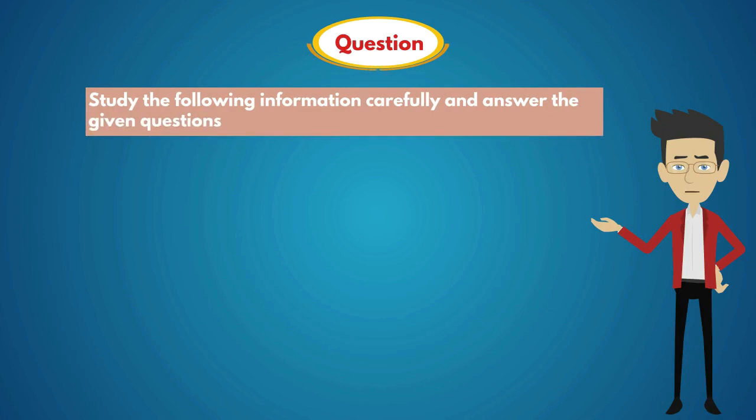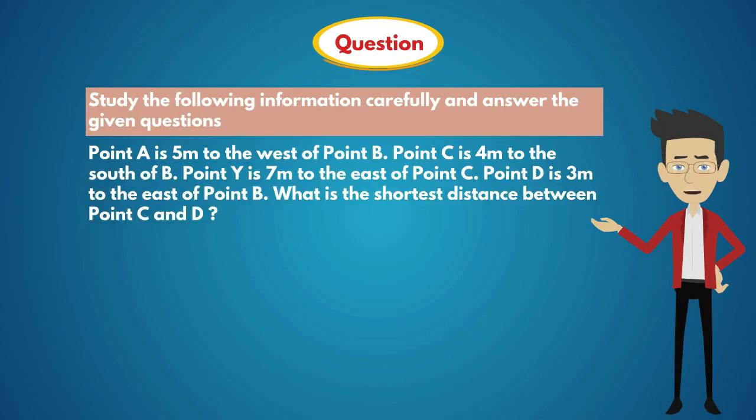Study the following information carefully and answer the given questions. Point A is 5 meters to the west of point B. Point C is 4 meters to the south of B. Point Y is 7 meters to the east of point C. Point D is 3 meters to the east of point B. What is the shortest distance between point C and D?